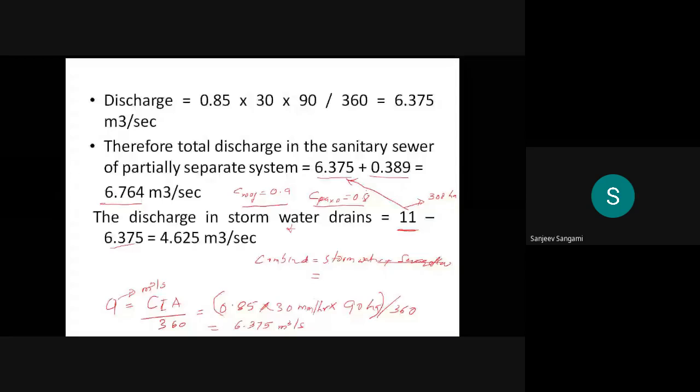Of course the total area is very less, 45, of course it is one third. Still, if you see the coefficient of runoff of the roof and paved area, it will be more. That is why you are getting 6.375, it is more. This is how you have to analyze the overall problem.